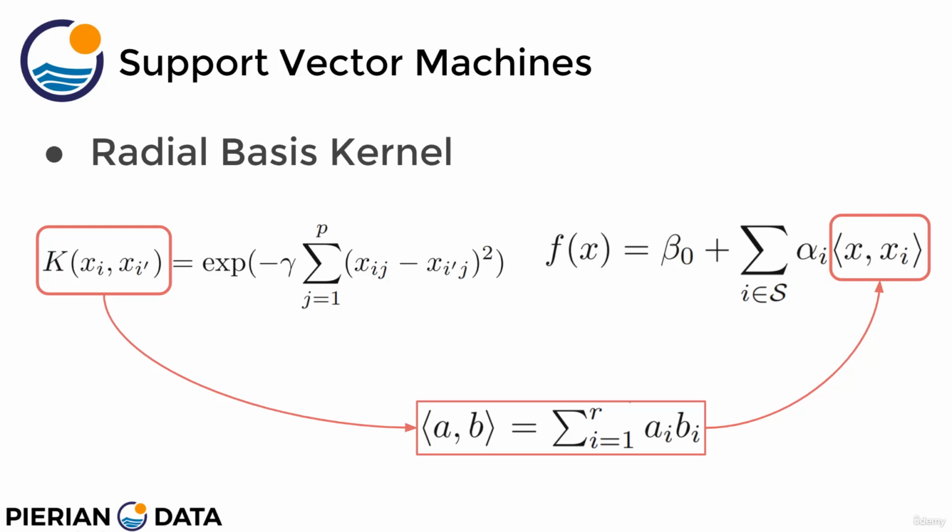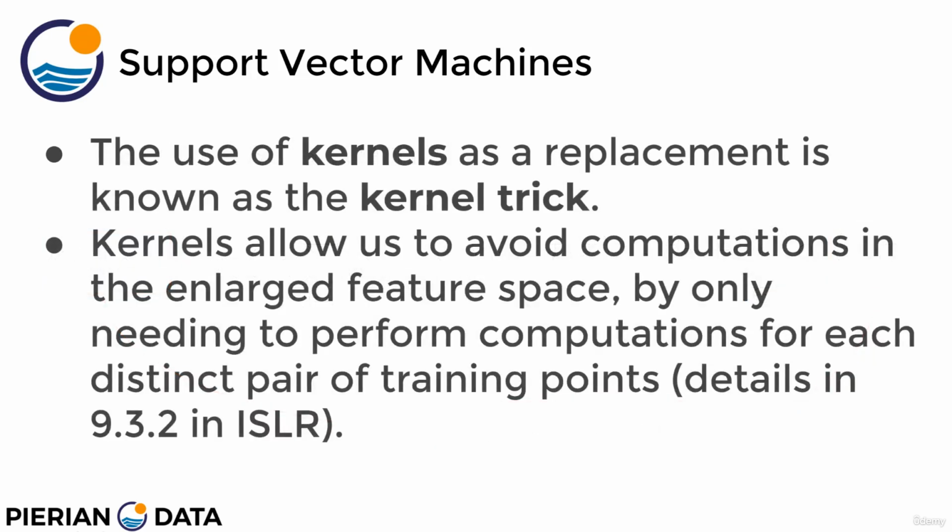Another popular kernel is the radial basis kernel, or otherwise known as RBF, radial basis function. This is a much more complicated kernel, and in fact, if you try to actually compute this without using the inner products, it actually creates, in theory, an infinite number of computational comparisons. So the only way to mathematically do this is with a kernel function that is going to use the inner product. So the use of kernels as a replacement is known as the kernel trick, and that is what actually happens when we use support vector machines.